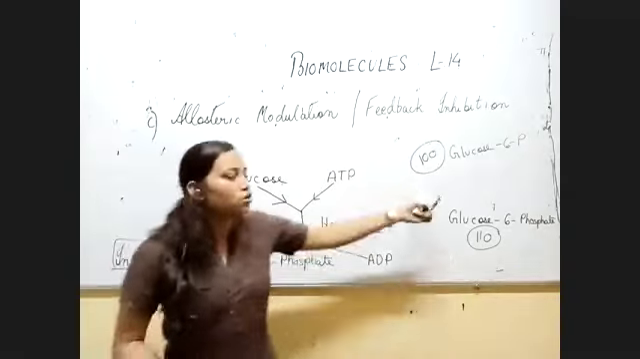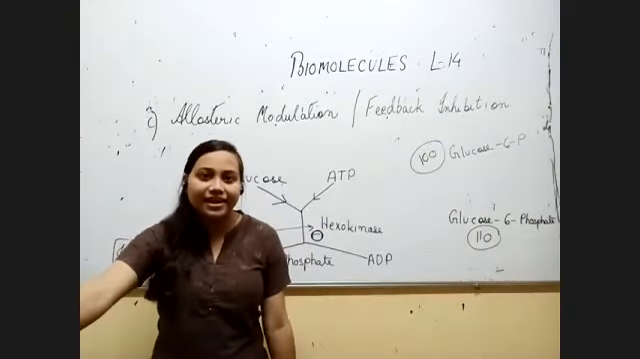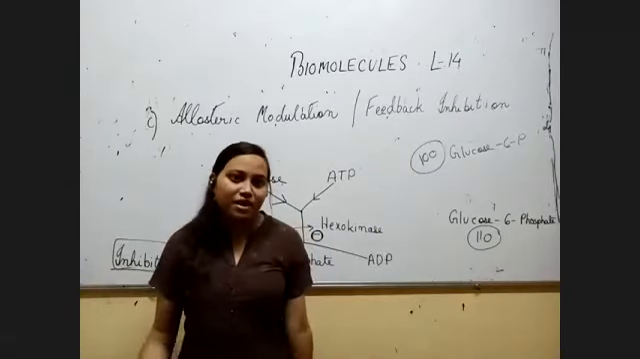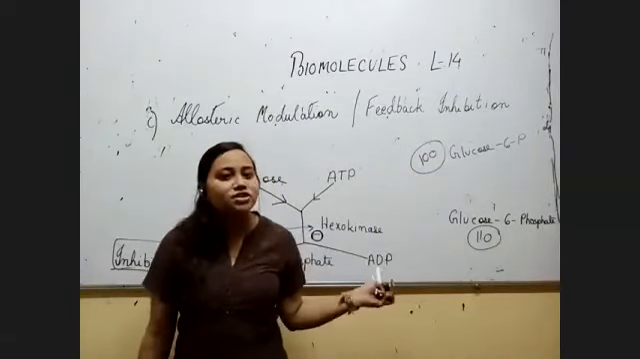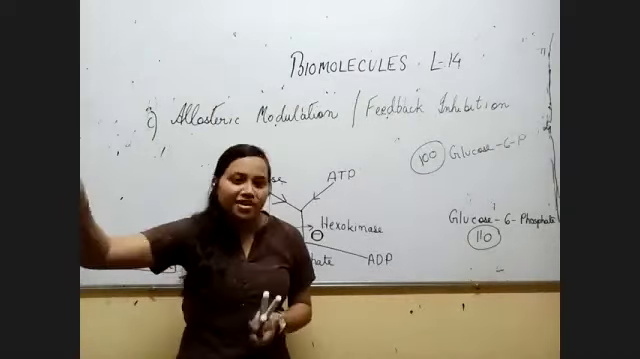If suppose glucose 6-phosphate is needed more, suppose 120 is needed and only 110 is produced, then what will it do? It will give positive feedback. But in this context we are looking at negative feedback. So it can stop the reaction.